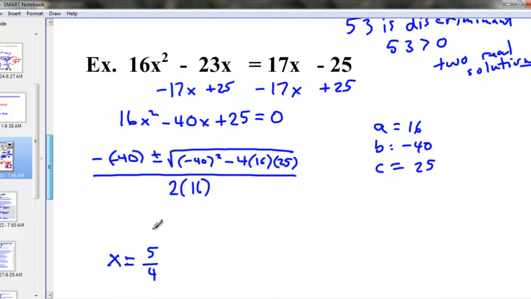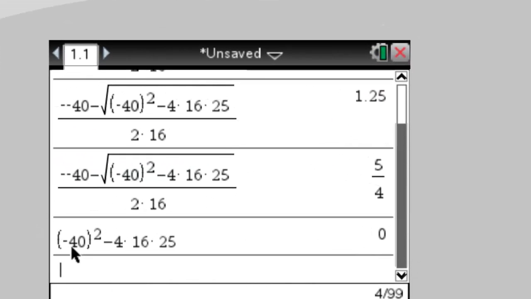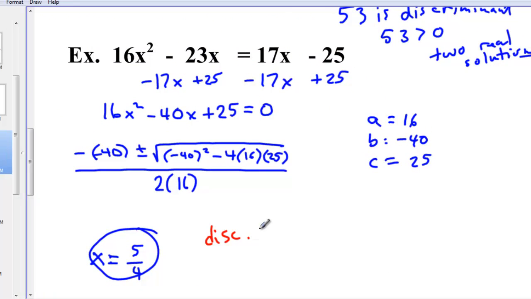All right, what about our second example? In this example, we ended up getting only one solution, 5/4, and we talked about what the discriminant was. We did this on our calculator. We got the negative 40 quantity squared minus 4 times 16 times 25 turned out to be 0. So the discriminant for that example was 0, and that meant we only had one real solution.